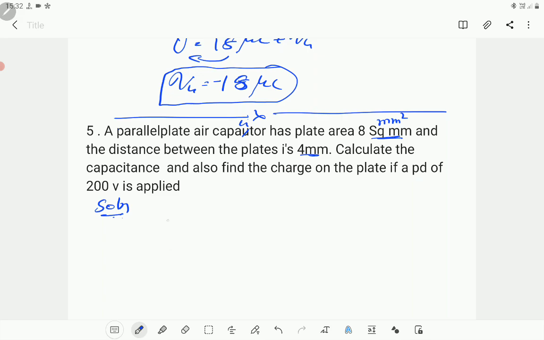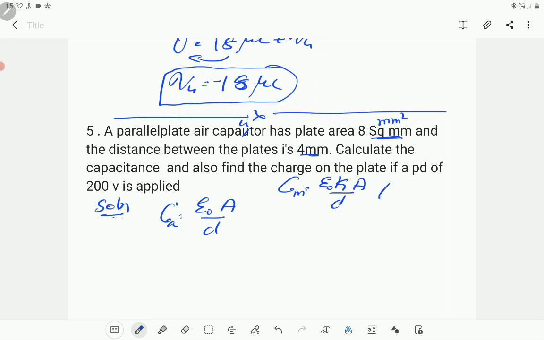Here the hint is capacitance relation. All of us familiar with epsilon 0 A divided by D. If it is a air capacitor, dielectric constant is 1. If it is a capacitor with a medium, let us write air capacitor Ca, medium capacitor Cm. Recall your relation, epsilon naught K A divided by D.